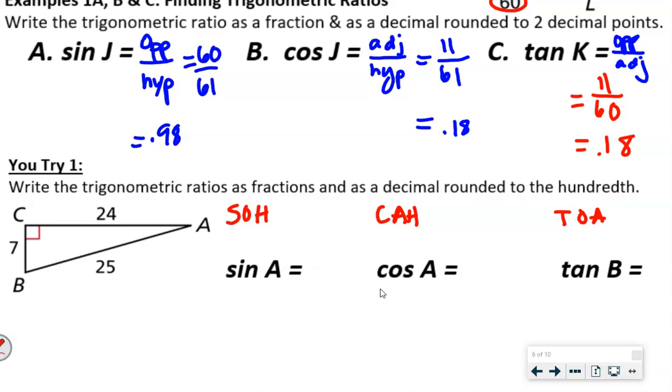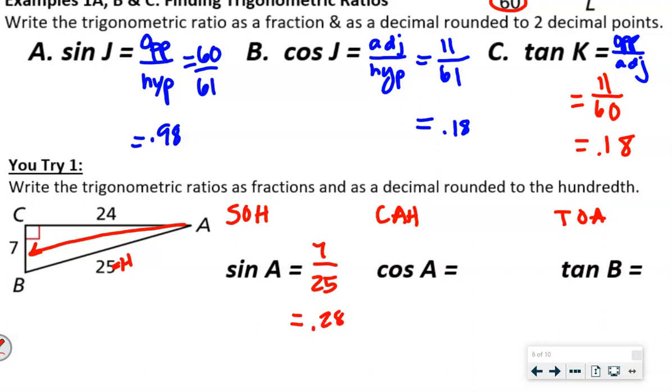So again, opposite of angle A is that 7. And hypotenuse is where? That's our H, right? We can leave that like that. So that's 7 over 25. Do that in your calculator, and you should have gotten 0.28, right?